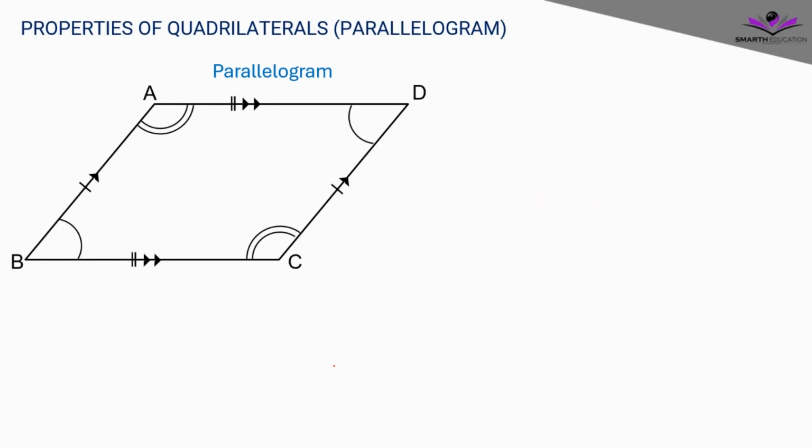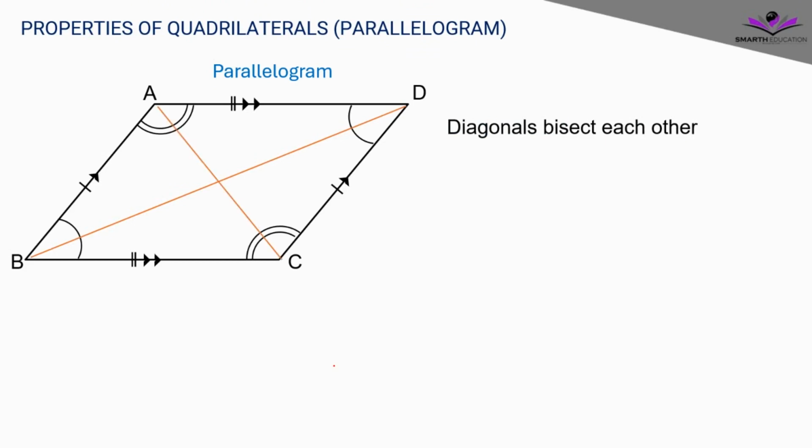Then for a parallelogram, diagonals bisect each other. We have the diagonals BD and AC. When I'm saying diagonals bisect each other, what does that mean? It means that they cut each other into two equal parts. Like diagonal AC will divide BD into two equal parts, and then diagonal BD will cut diagonal AC into two equal parts. That's what we mean by saying diagonals bisect each other.